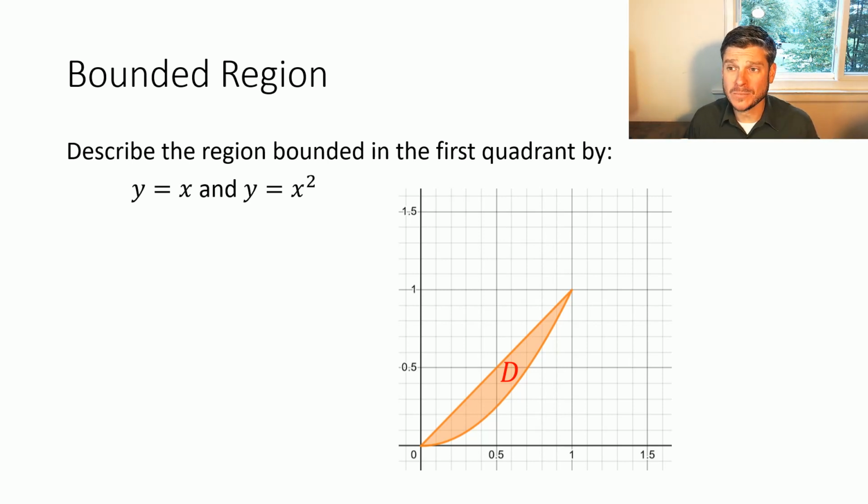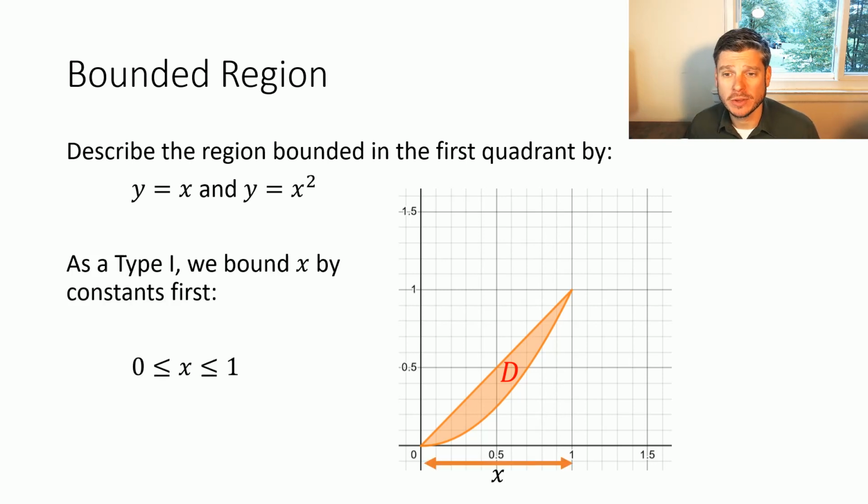That's the only part where it is closed and not infinite, not extending out to infinity. So now I need to describe this region using either a type 1 or a type 2, and spoiler alert, let's do both. But let's start with a type 1. So type 1, that means we need to bound x by a constant first. So we look at this picture and ask what values of x this entire region takes on. It starts at x equals 0 and goes up to x equals 1. So we get the compound inequality 0 less than or equal to x less than or equal to 1.